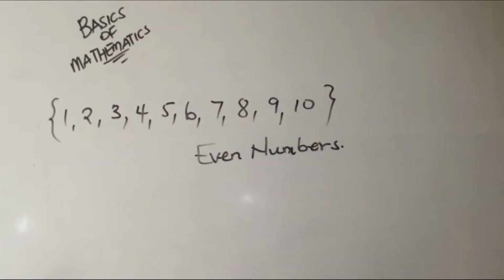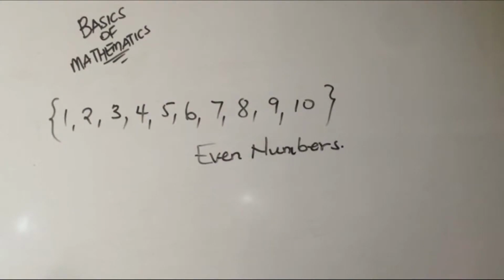Even numbers are said to be numbers that can be divided by 2 without a remainder. As simple as that. Any number you divide by the number 2 and you don't have any remainder, or the answer you get is neither a fraction nor a decimal number, then that number is said to be even.